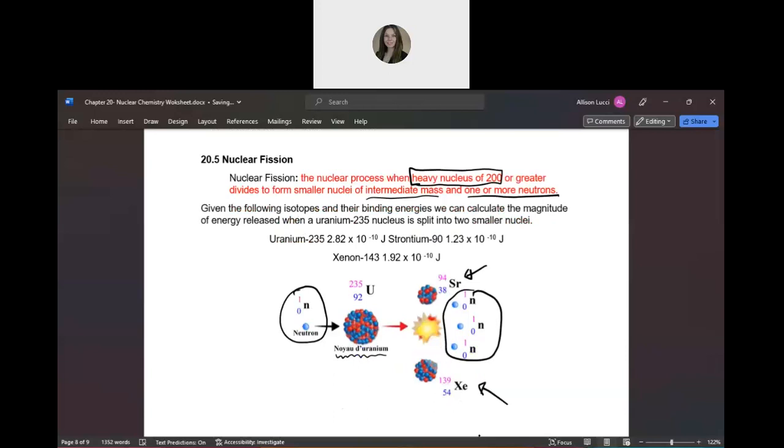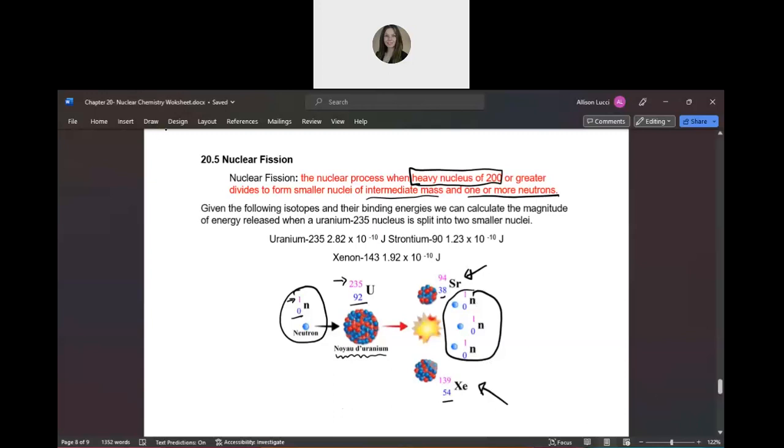If we added up all these numbers, 94, 139, and 3, we would get our mass of 235 plus 1, which is 236. And then as far as charge goes, we would end up with 92 if we just add 54 and 38, because the neutrons have no charge. So you see that this reaction makes sense, in the sense that uranium can create a strontium isotope, a xenon isotope, and then 3 neutrons.